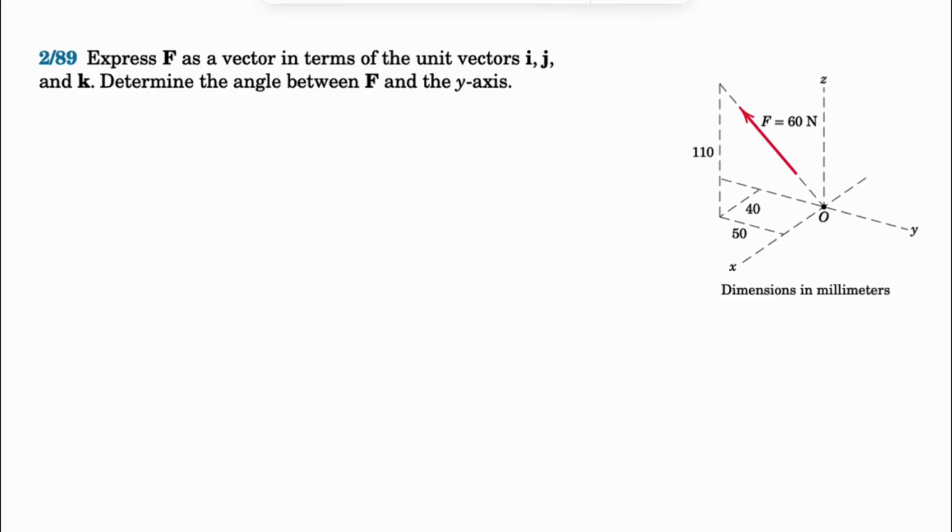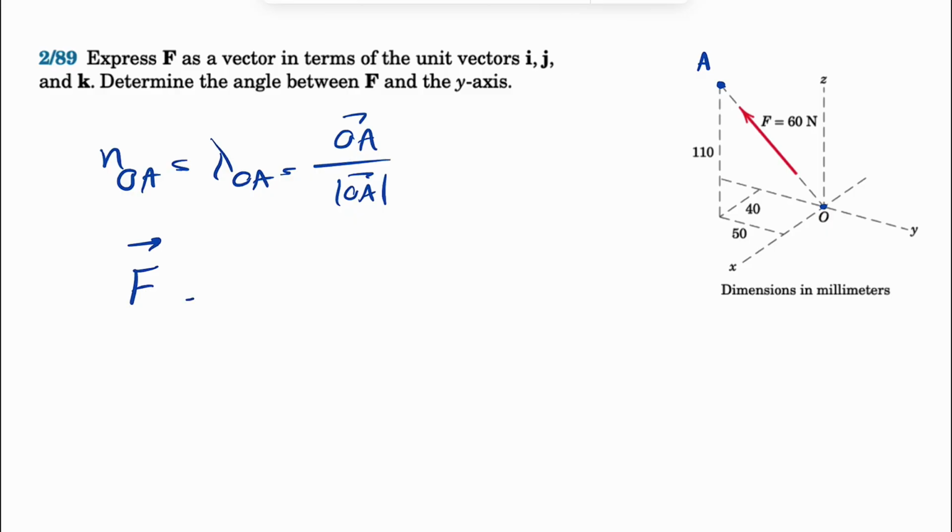Basically, what we need to figure out for finding the unit vector is two coordinates, the ending point and the starting point. We can see that this vector, or line of action, starts at O and goes through this point, which we can call A. The unit vector of OA, we can show with n_OA or lambda_OA. It's going to be OA over the magnitude of OA. And if we want to express our F, we just multiply the magnitude times the unit vector for that force.